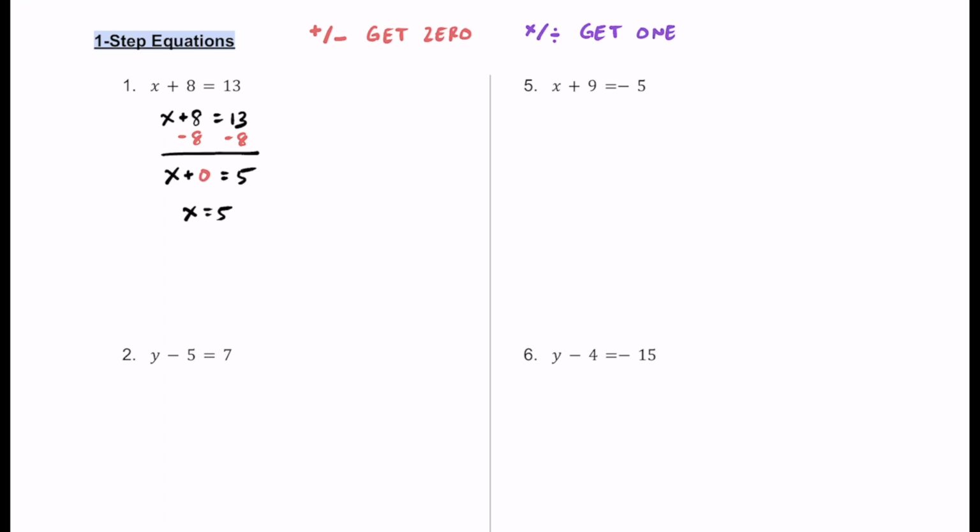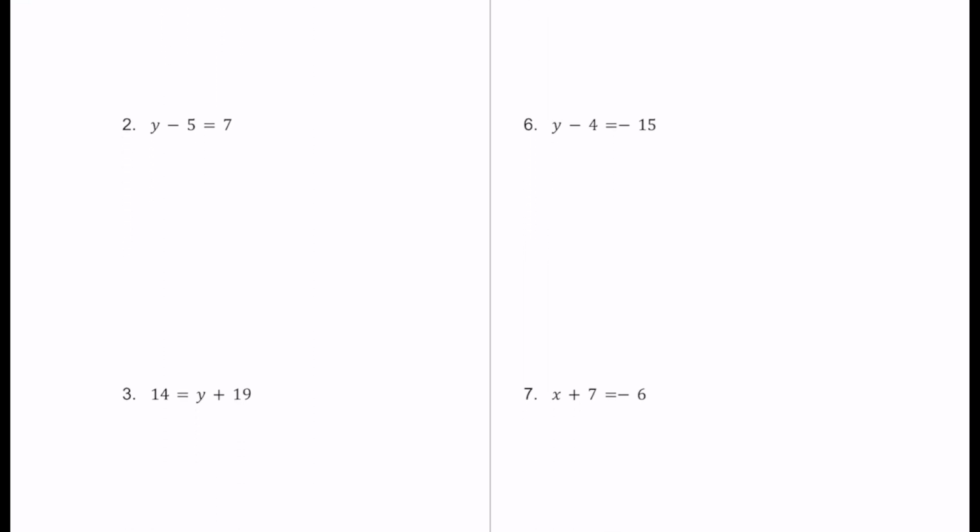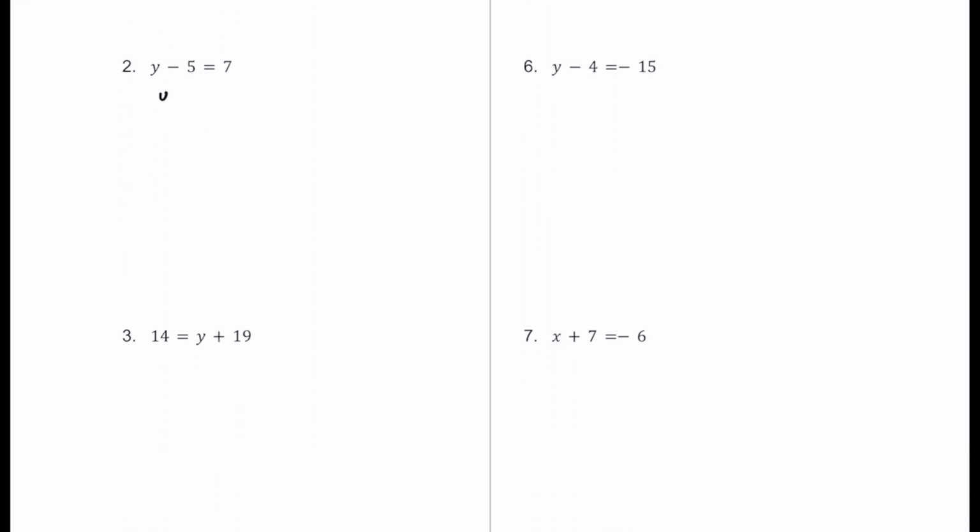Alright, that's it. Let's check out number 2 here. For number 2, we have the equation y minus 5 is equal to 7. So again, it's addition or subtraction. Let's go ahead and do the opposite of subtracting 5, which is adding 5. If we add 5 to both sides of this equation, we're going to have y plus, and then negative 5 plus 5 is going to be 0. And on the right side, 7 plus 5 is going to equal 12. So we can drop that 0, and we can really say that y is equal to 12.